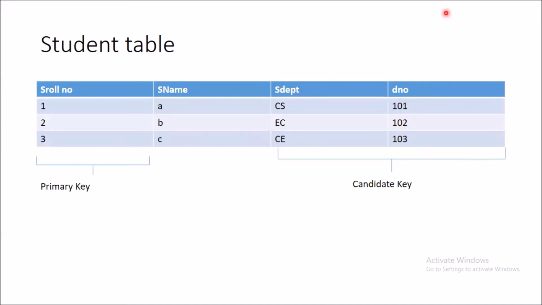Here you can see in a table, there are three keys that can uniquely identify the table. One is the student roll number, student department, and the department number. So here student roll number is a primary key and the rest are candidate keys. I hope you understand. Except for the primary key, the rest of the keys are candidate keys that help us to uniquely identify the row of a table.